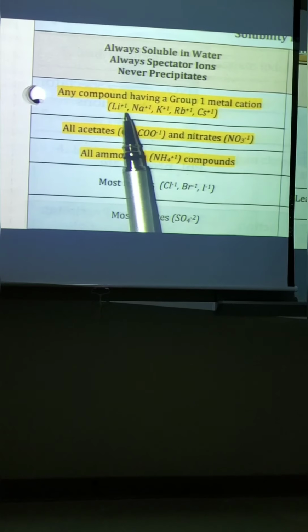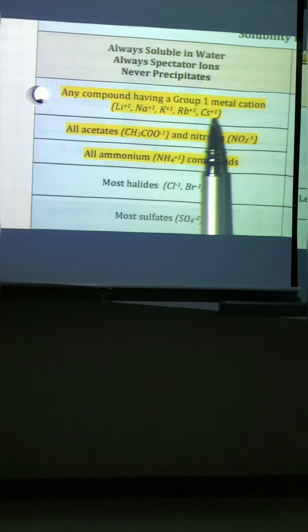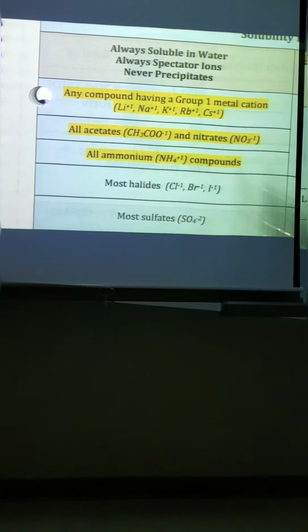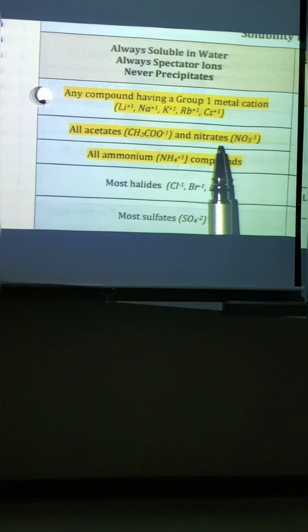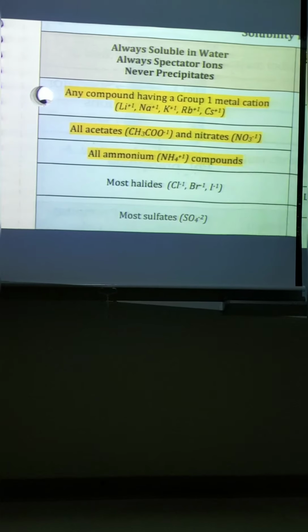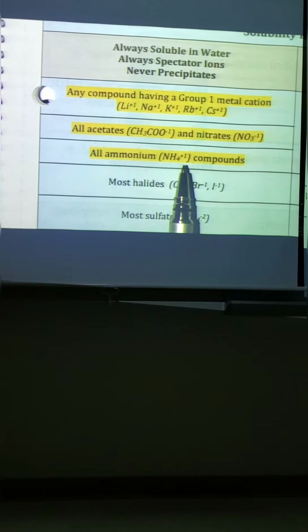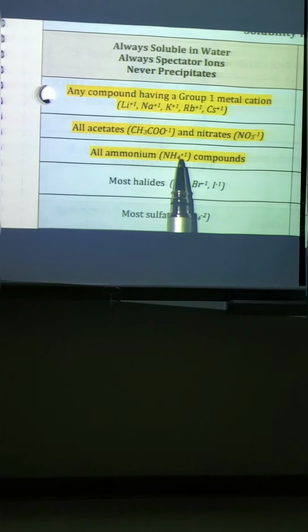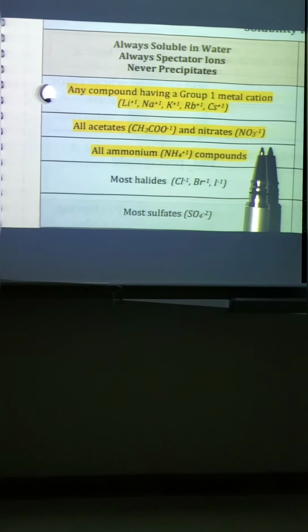So any group 1 metals, the ones that we see in class are typically lithium, sodium, and potassium. Rubidium and cesium are expensive and they're somewhat toxic, so we don't deal with those. If you look down here though, acetates and nitrates, great for water solubility. That's why we used things like lead nitrate before, because we knew it would be safe in that reaction. And then ammonium compounds as well, always safe, always soluble, always a spectator, and never a precipitate. These are going to answer most of those homework questions straight away.